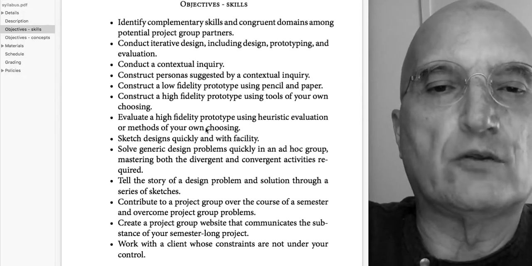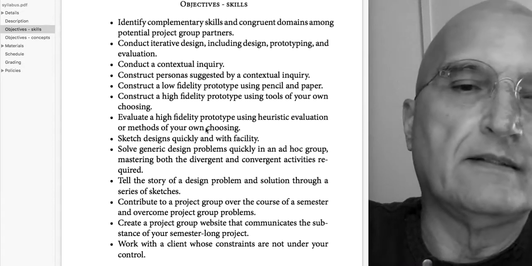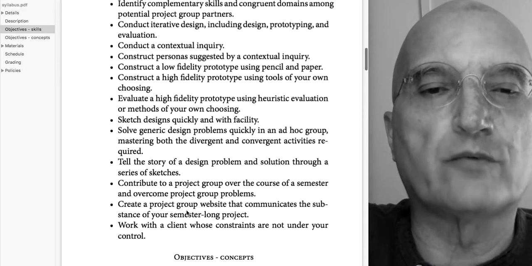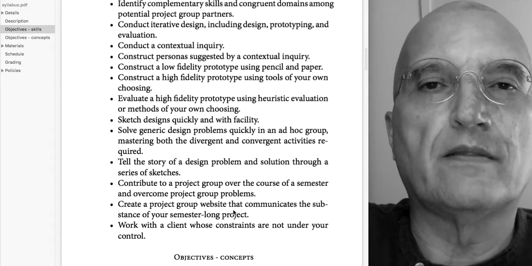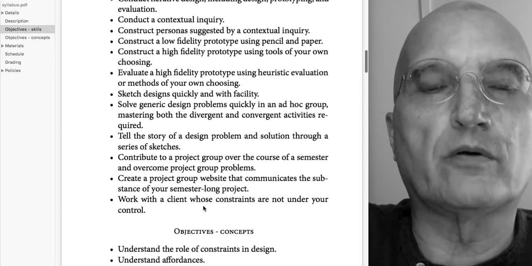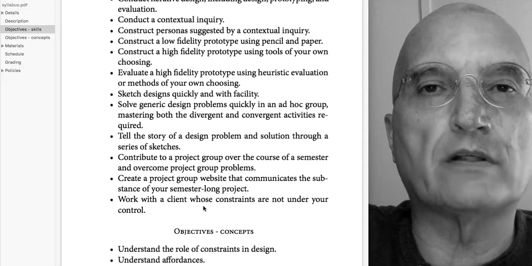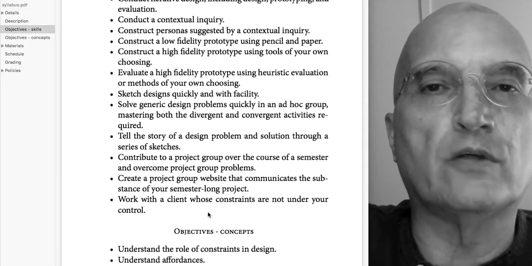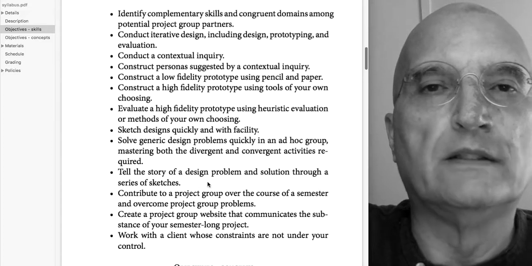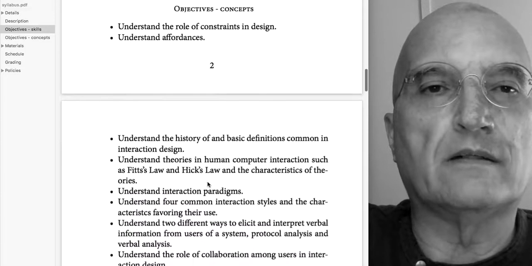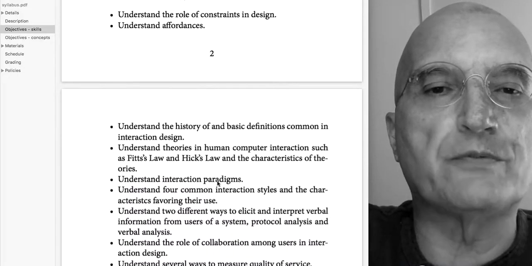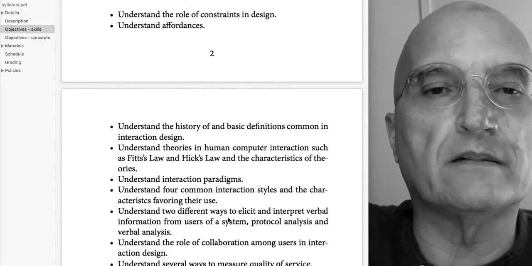Let's see, so you'll have a group project over the course of the semester and the ad hoc groups. So in the project group, we'll construct a website that will communicate your semester-long project. And your project should be for a client whose constraints are not under your control. So this sort of reads like a list of the things that I expect you to do during the semester. The concepts refer to the concepts that are in the readings. So this reads like a list of the readings.